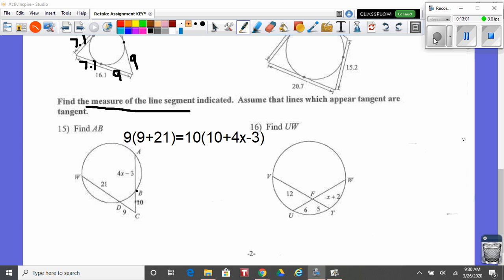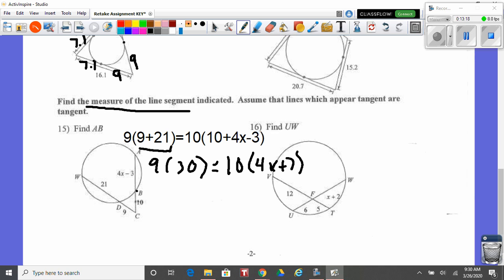So to finish this up, we need to combine some of our like terms. On the left side, we have 9 times 30. And on the right, we can combine the 10 and the negative 3, giving us 10 times 4x plus 7. We will multiply on the left side to give us 270 equals, on the right side, we're going to distribute, draw your little rainbows, make it easy for yourself. So we have 10 times 4x, which is 40x, and then plus 70. So as you see, this one's going to work out very nicely.